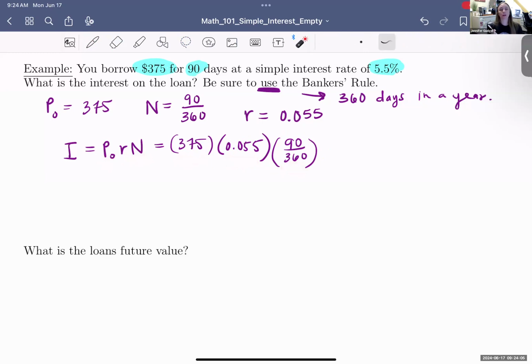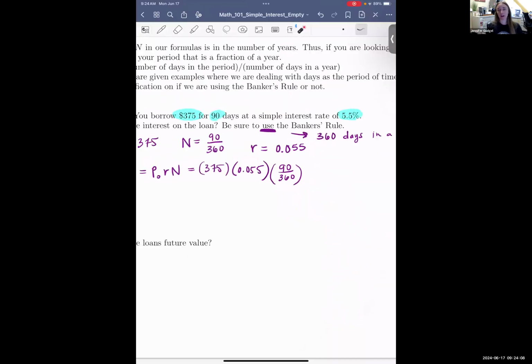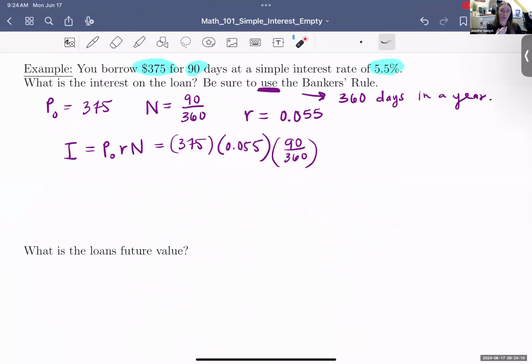Now 90 over 360 can simplify. It could be turned into a decimal or a simplified fraction. When it turns into a decimal that you have to round, I really don't want you to do that. I would prefer you to enter everything into your calculator at once and not round anything until your final answer, because results will change as you go.